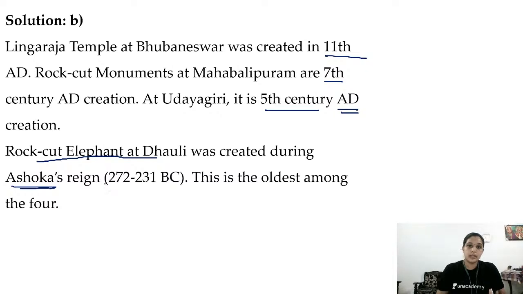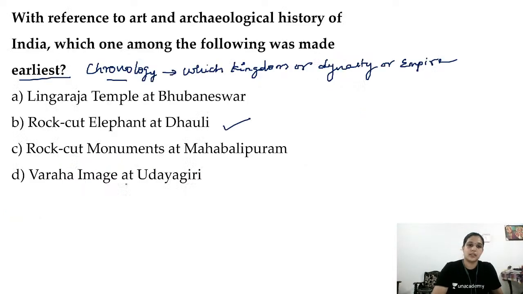But this was during Ashoka's period, that is 272 to 231 BC. So it is the oldest among all the 4. Just if you know it is related to Ashoka, you can answer, because generally we study Ashoka in ancient history, and Pallavas we study in ancient also, and in early medieval also. So that kind of understanding is needed for this question. Okay, yes.